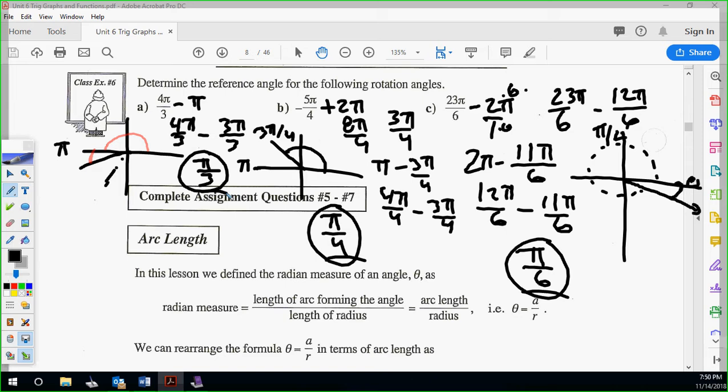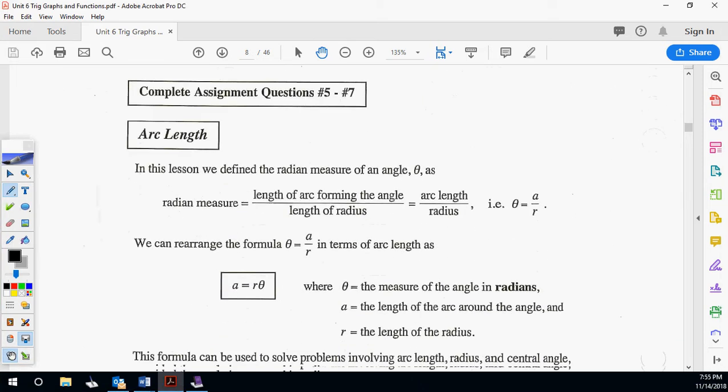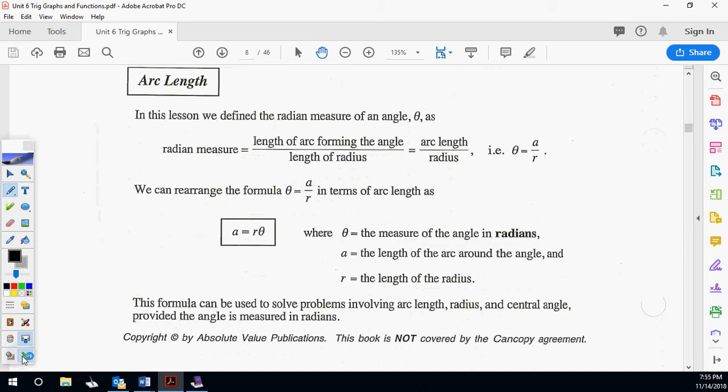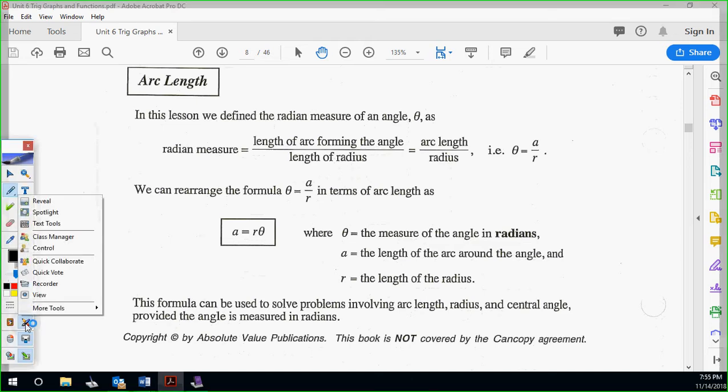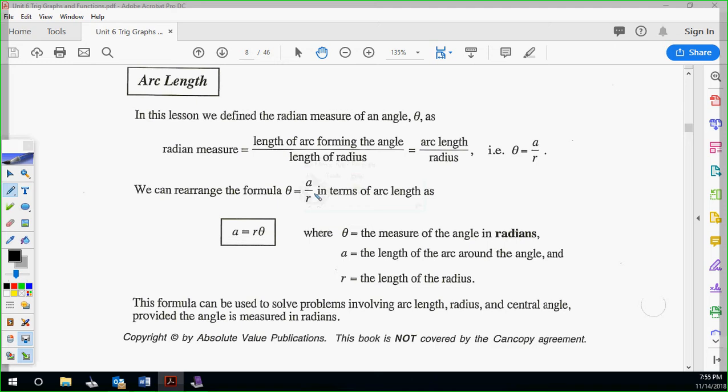Okay, so now we're going to go ahead and talk about arc length. So earlier we defined the radian measure of an angle theta as the length of an arc forming the angle over the length of the radius, equals arc length over radius. So in other words, theta equals a over r.